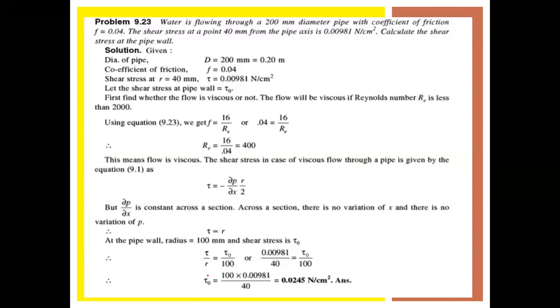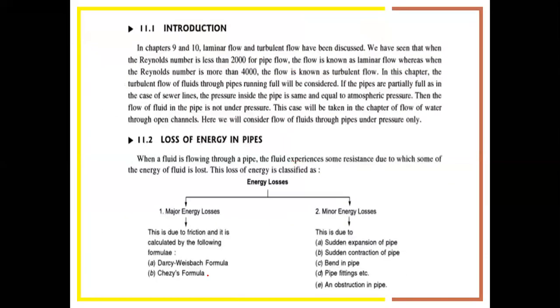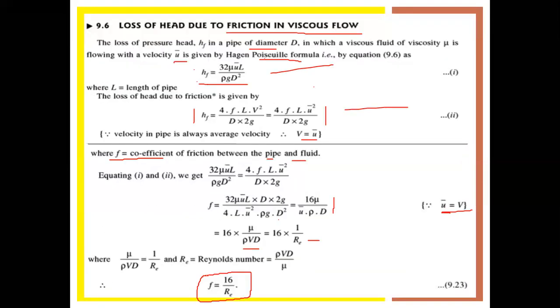Now, based on this, we'll do some problems, and later we have another topic, that is loss of energy in pipes. So this is the value of f. The value of f in the Darcy-Weisbach equation, that is in turbulent flow, we have derived as another coefficient of friction. The coefficient of friction values are separate. Now, based on this, we'll do the problems.